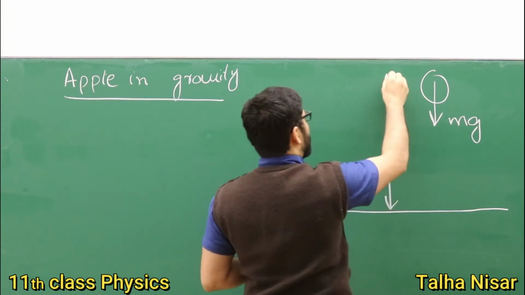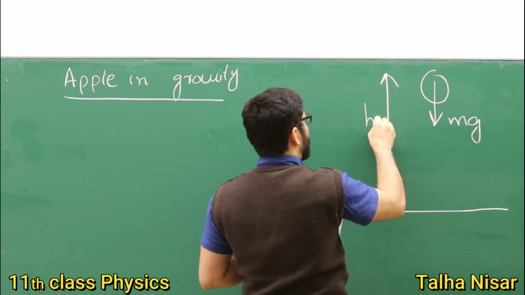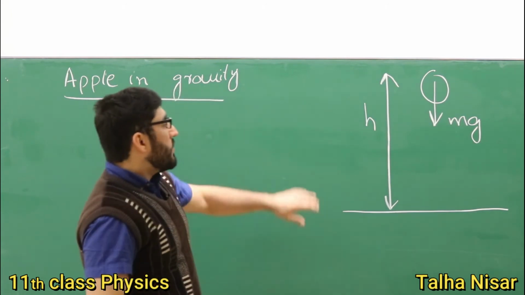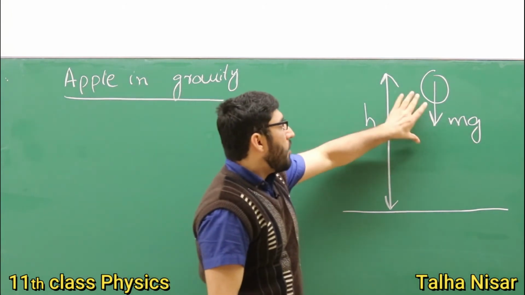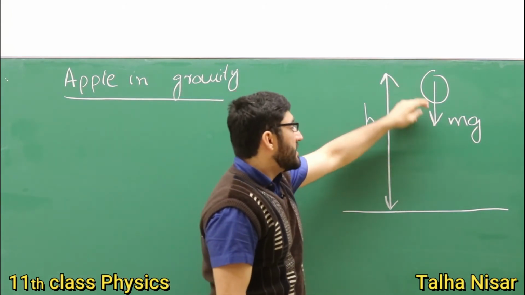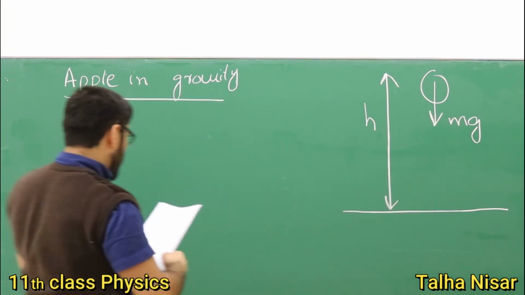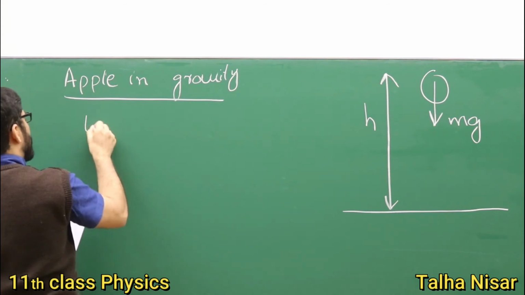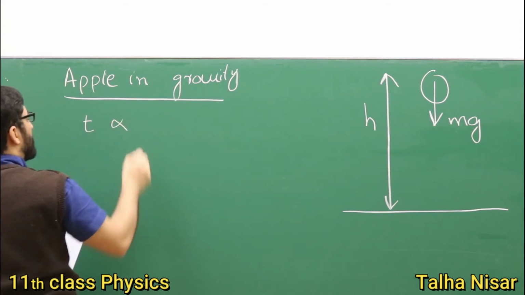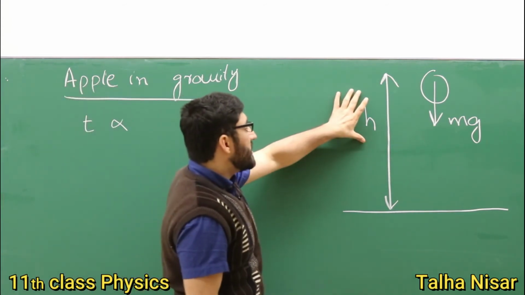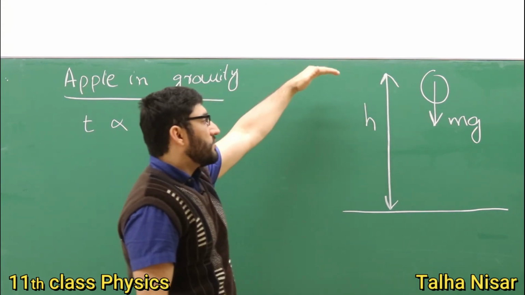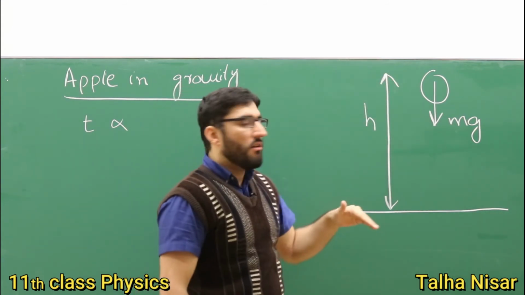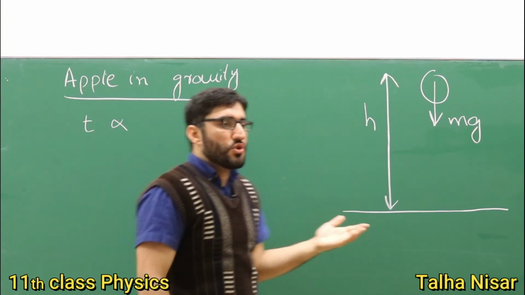So this is the height, which is h. Now what we want to know is how long this apple will take to reach the ground. So we have the time t, which should be proportional to the height. If the height is long, it will take longer. If it's short, it should take shorter, right?